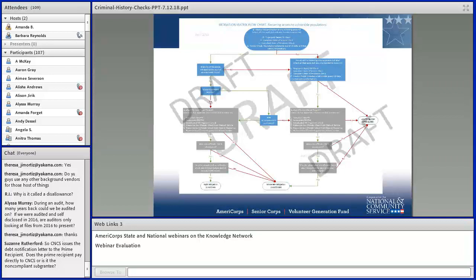Another question is, CNCS issues a debt notification letter to the prime recipient. Does the prime recipient pay directly to the CNCS, or is it the non-compliant subgrantee? This is actually kind of the choice of the prime recipient. CNCS only has a relationship with the prime recipient, so however the prime recipient decides to levy, how they decide to get that money to CNCS is up to them. So there's no guidance that CNCS provides on how they do that. We just know that the cost comes to CNCS from the prime recipient.